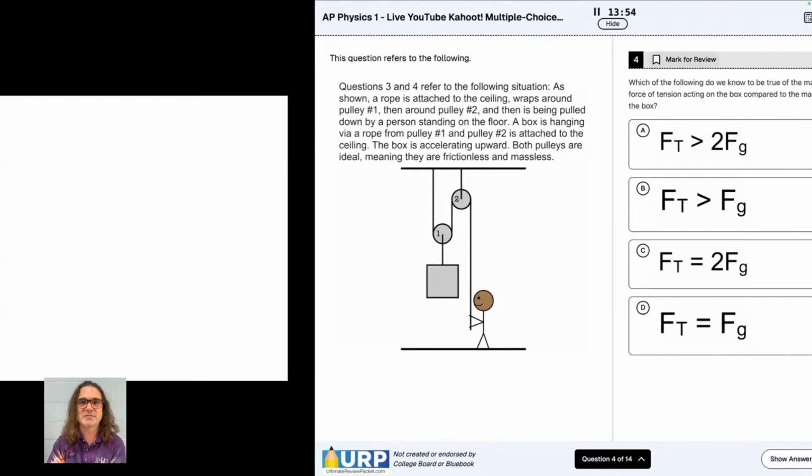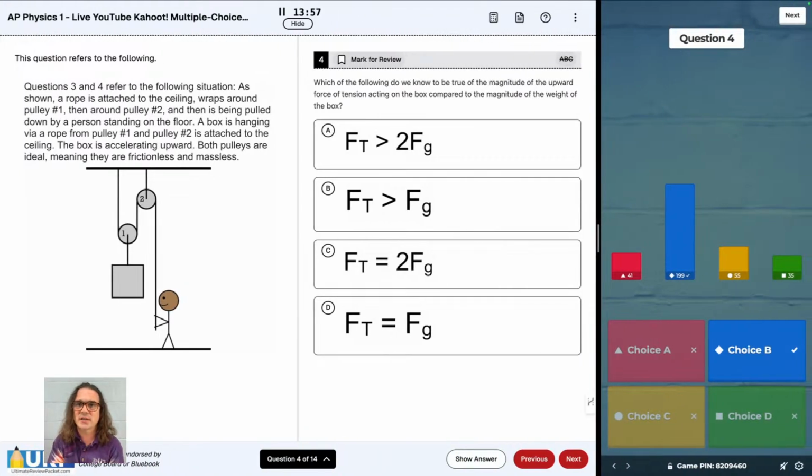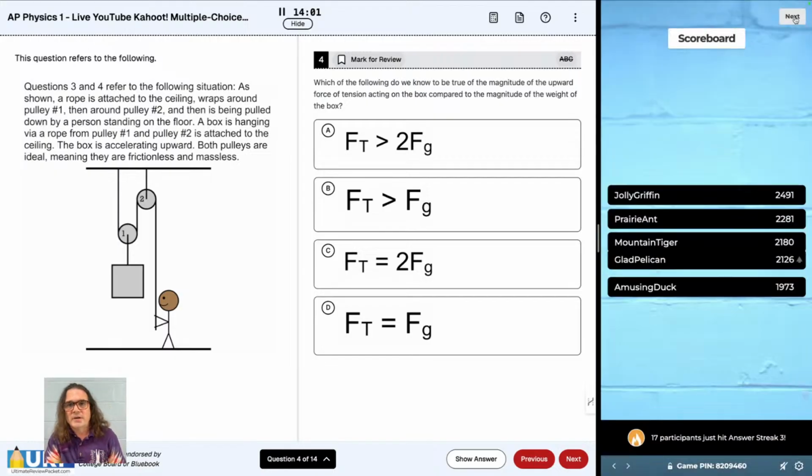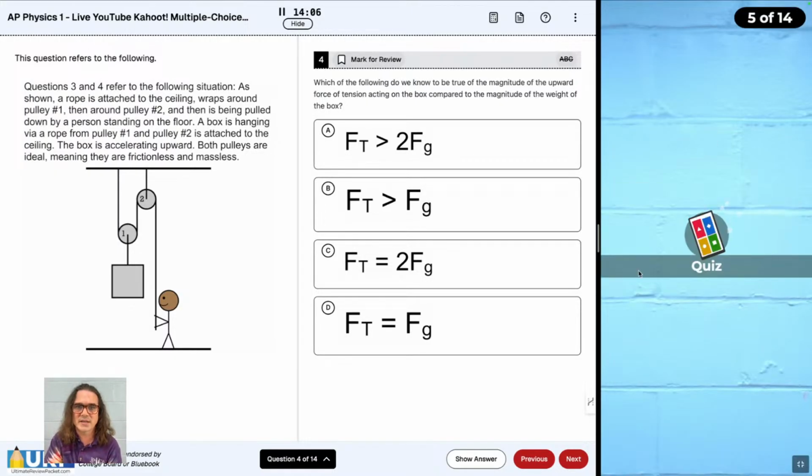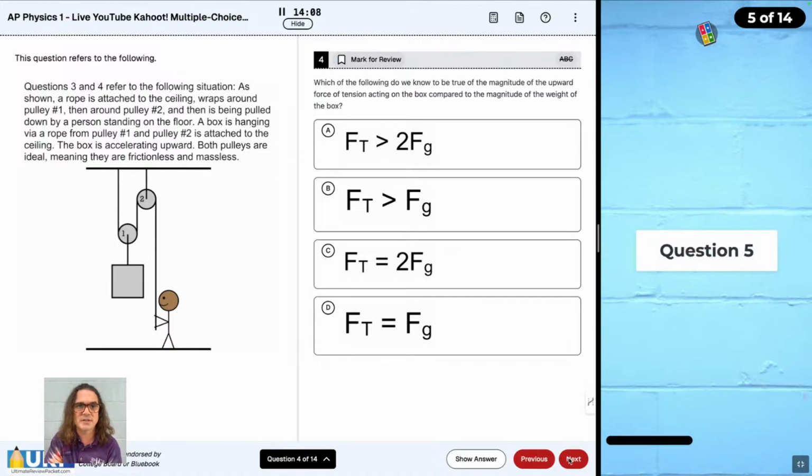All right, question 5. Here we go. Actually, let's check in. Let's see how everybody's doing. Where'd my cursor go? There we go. Question 5. Glad Pelican, welcome. All right, let's do the next question. Hopefully move on to question 5. There we go.